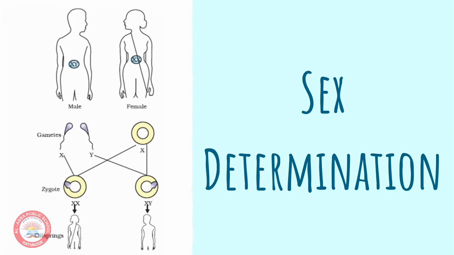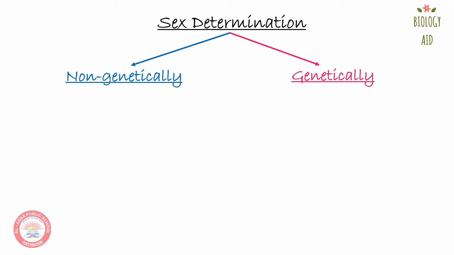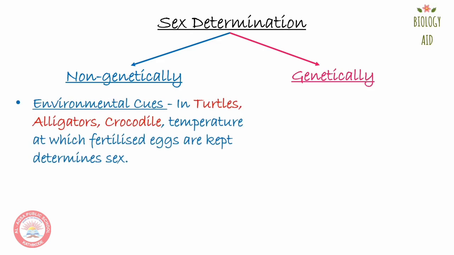Now let us see how sex is determined in human beings. Sex determination can be of different ways in different organisms. It can be non-genetically determined or genetically determined. Non-genetical means genes are not responsible for the sex, whereas genetical means genes are responsible for determining the sex of the organism. For example, in turtles, alligators and crocodiles, it is the temperature at which the fertilized eggs are kept which determines the sex.